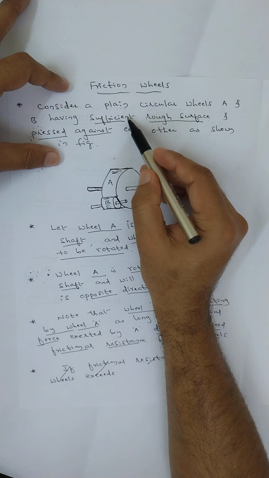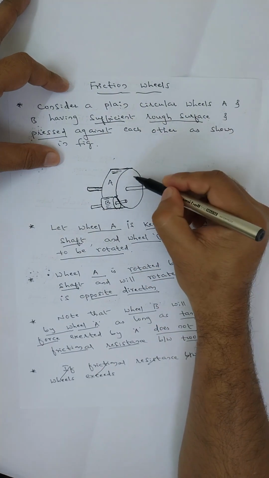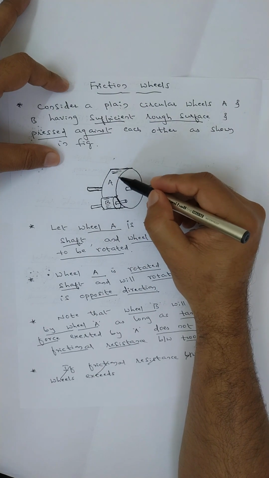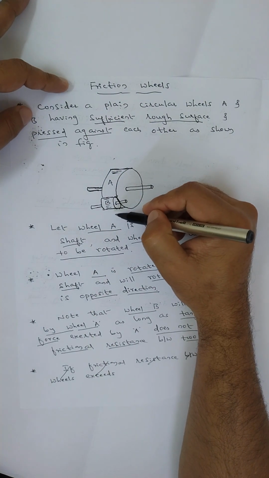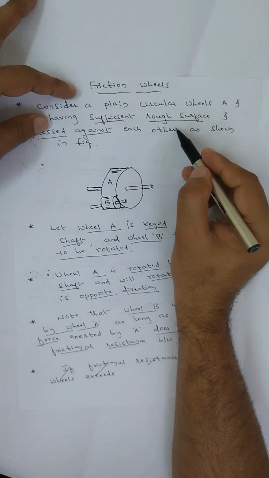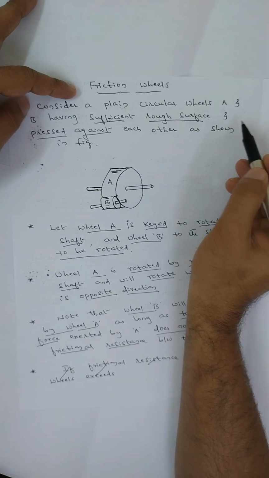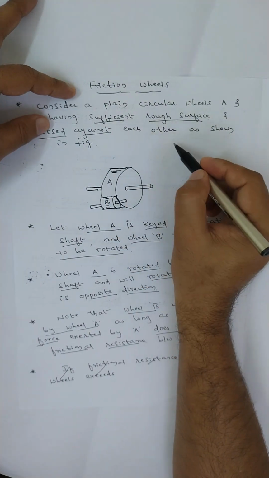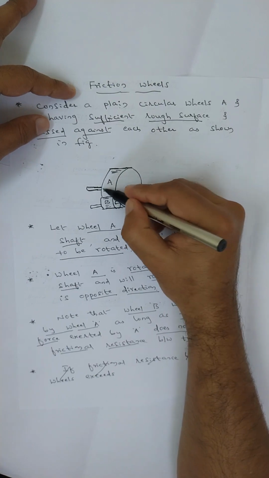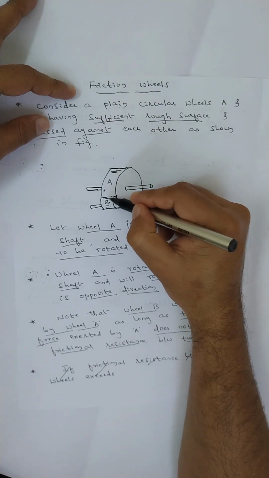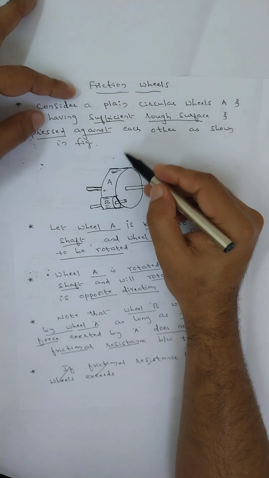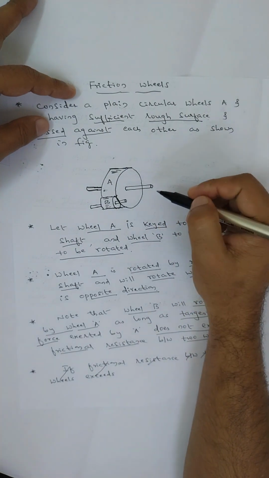First, consider plain circular wheels. We have two wheels here. The first wheel is named A and the second wheel is B. Wheel A and B have sufficient rough surfaces, and they are pressed against each other. This is the picture here.